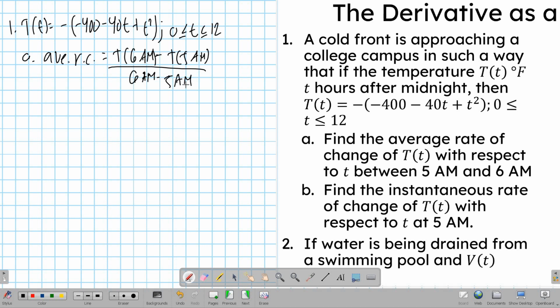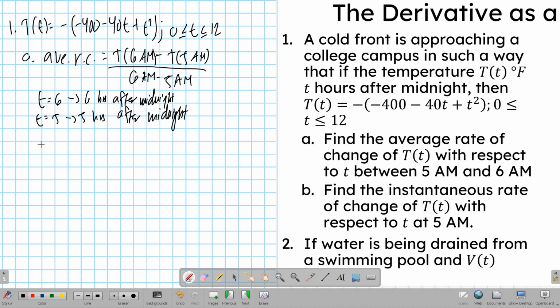Now 6 a.m. is 6 hours after midnight, so t would be equal to 6. Whereas t of 5, that's 5 a.m., so that would be 5 hours after midnight. There you go.